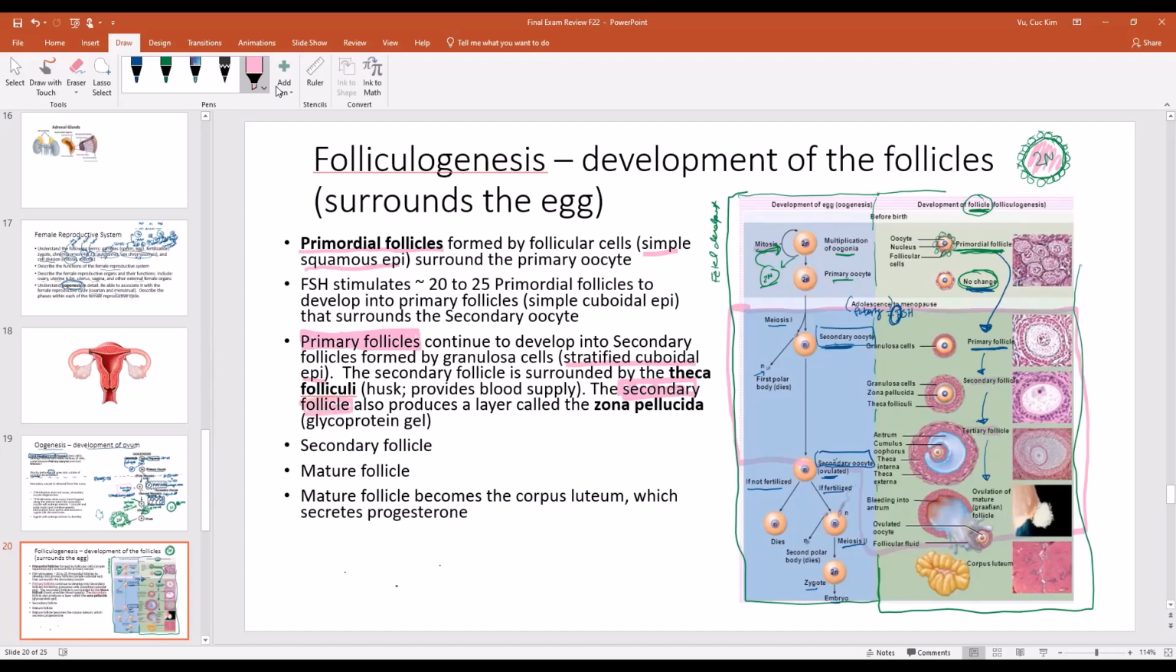There's a huge difference, right? Tell me what you see. It's even thicker and it has a fluid-filled sac. That's exactly it. You named the two main differences. It's a lot thicker and it has this fluid-filled sac called the antrum. So this area right here is called the antrum. That's what distinguishes the secondary follicle from the tertiary follicle.